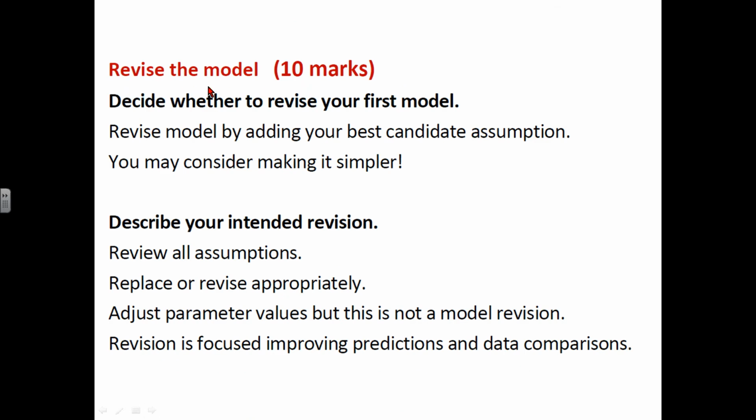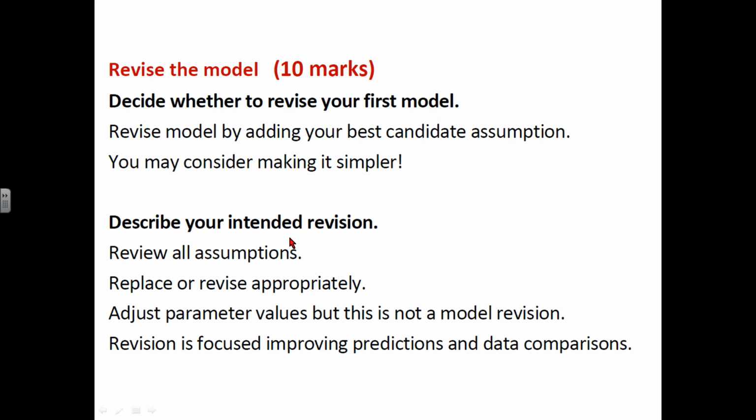So finally, 10 marks for revising the model. Decide whether you need to revise the model. Maybe your results are spot on, they're perfect, in which case you should consider making it simpler, or how it can be incorporated, I don't know, in regs or something like this. So some sort of revision should always be achievable. If your results are a bit out, then look at what is the best candidate assumption or assumptions that you want to change to improve the model.